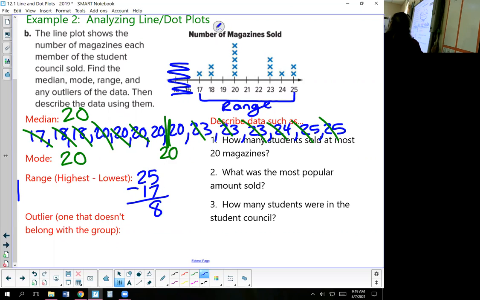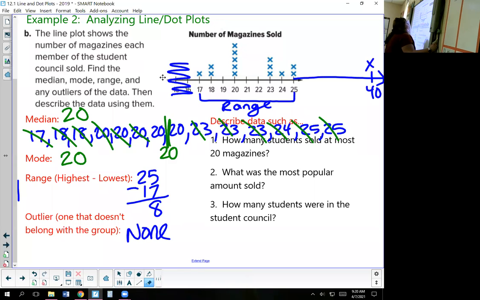Do I have an outlier? Do I have one little dot that doesn't belong with the rest? No, I don't. These are all together. Everybody's together by somebody. They're close. Now, if I had a number all the way out here at, let's say 40, you clearly could say that that's an outlier. That's why these are a lot easier to see if outliers or not. So we don't have one, so we would say none or no or whatever.